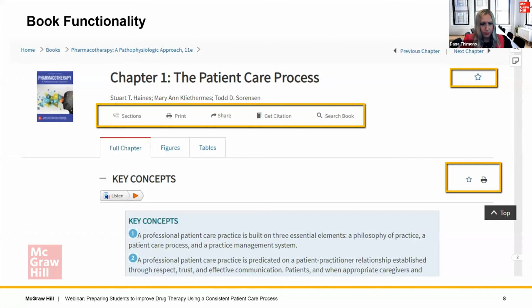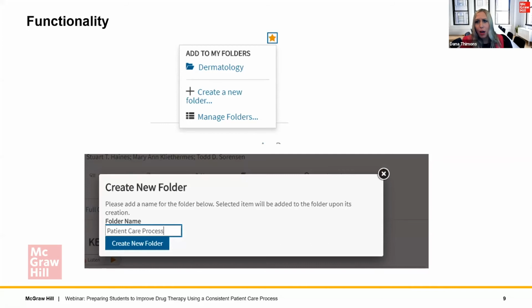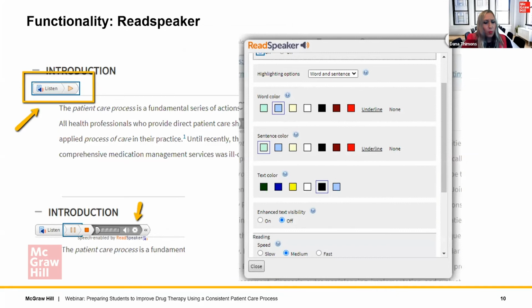And when you click to add content to your favorites, you have the option to organize that content into folders. So you could add all of the content, including things from books, any images, videos, cases that you want to use in your class or share with your class, into folders so it's organized. The books and the cases have the text-to-speech read speaker, and you can click on listen, so you would just hit that to actually listen to the page. And then within the settings of read speaker, and the settings are available here within this gear box, you can change the color, change the speed, and so you have a lot of options.